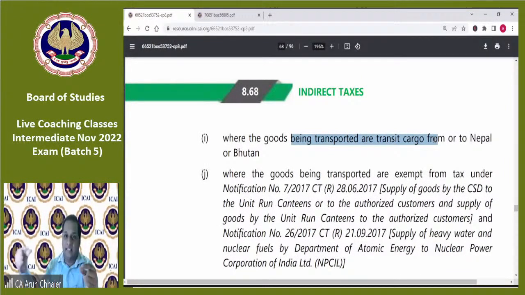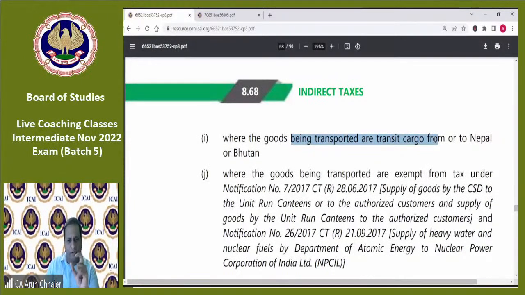So if there is a transit cargo moving through India from a landlocked country to a landlocked country, but the ultimate destination is Nepal or Bhutan, either as destination or origin, in that case, because with Nepal and Bhutan we have very friendly relations, they are saying if transit cargo is moving for Nepal and Bhutan, we do not require e-way bill. That is the meaning of transit cargo.